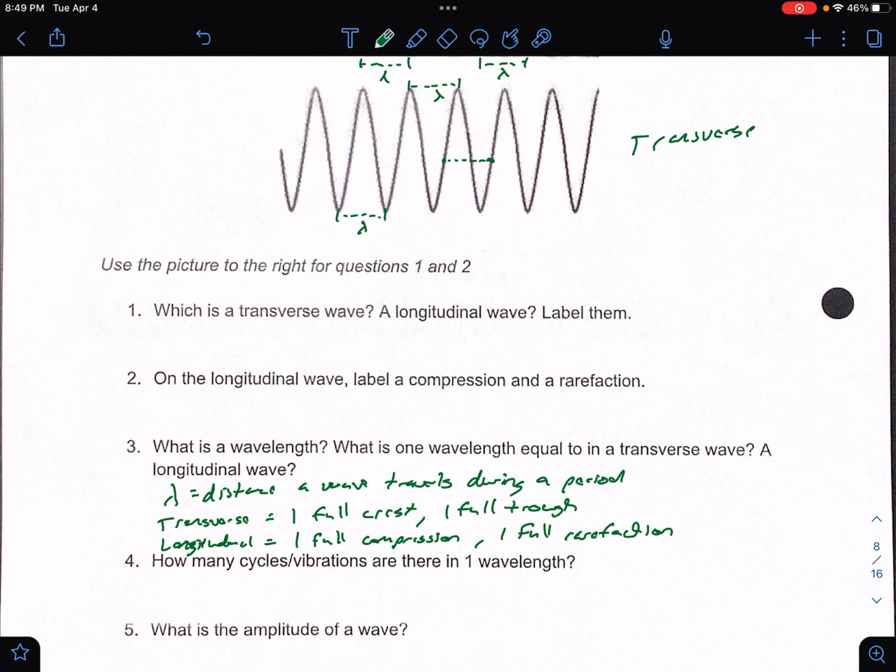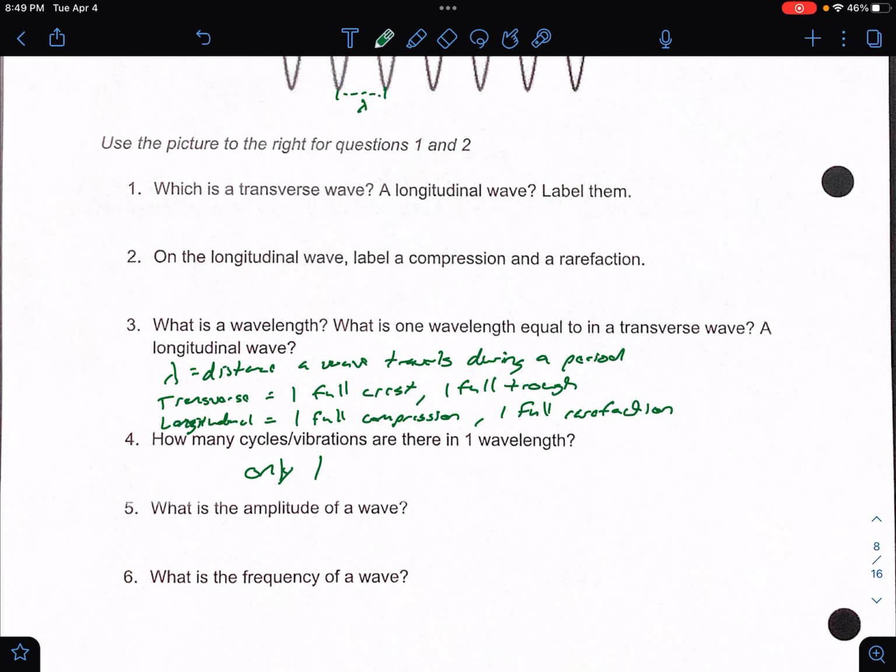Okay, number four, how many cycles or vibrations are there in one wavelength? Okay, a cycle is a wave, so there is only one wave in an actual wavelength. Okay, number five, what is the amplitude? So we kind of talked about that. That is the height of a wave from the origin. So origin was that middle point.